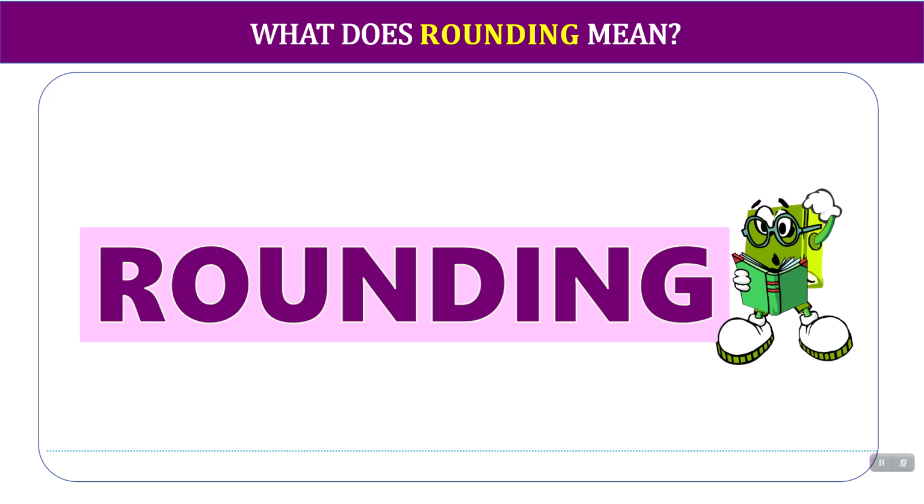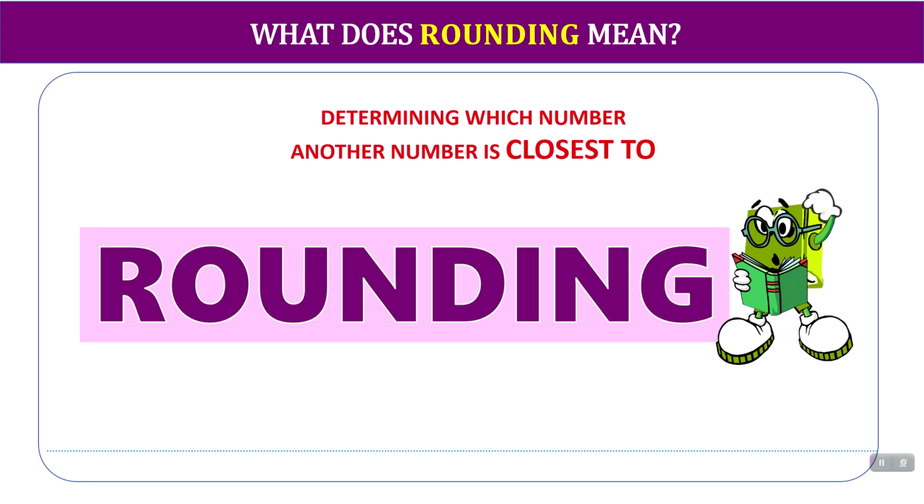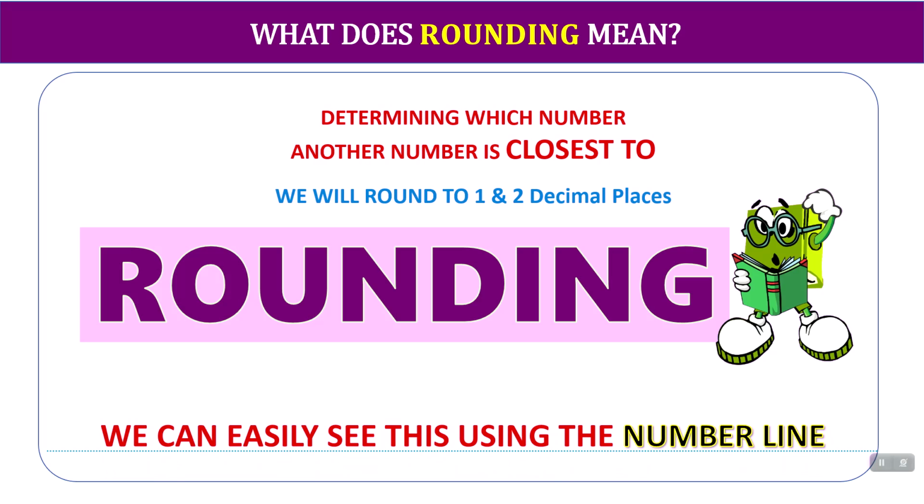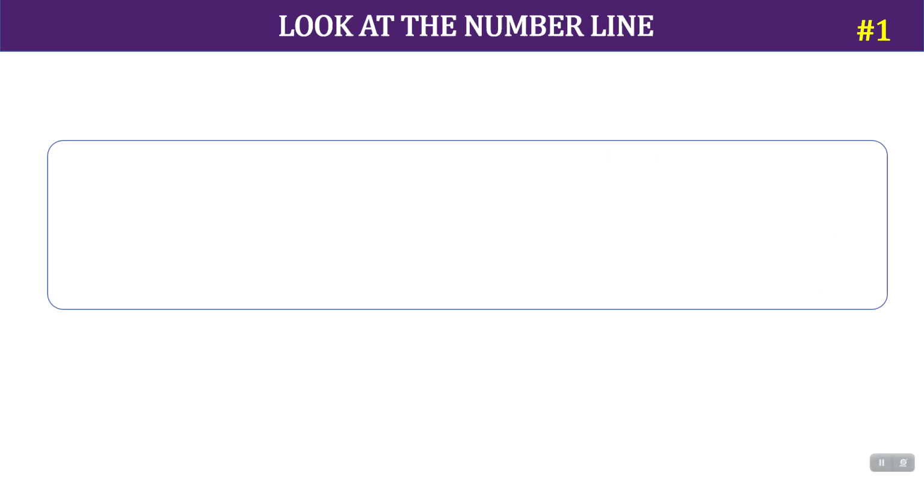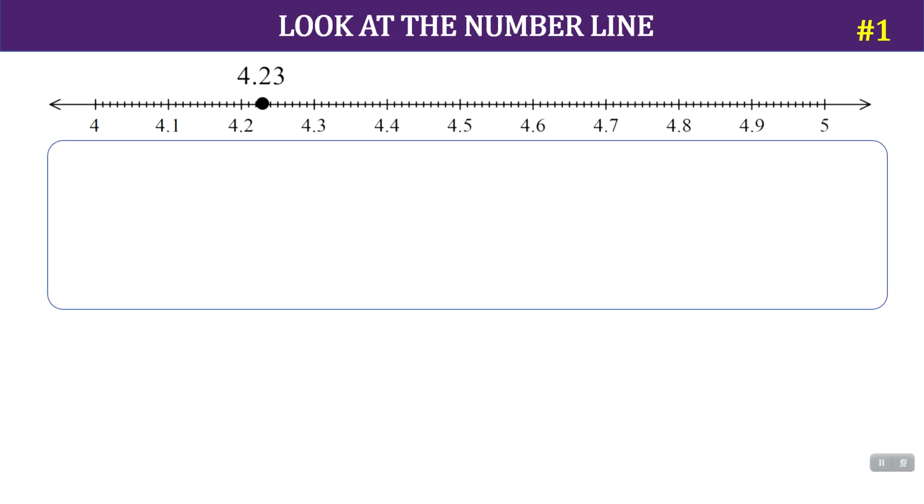What does rounding really mean? Rounding really means we are determining which number another number is closest to. And in this video, we will round to 1 and 2 decimal places. And to do this easily, we can look at the number line. And so let's look at the number line.